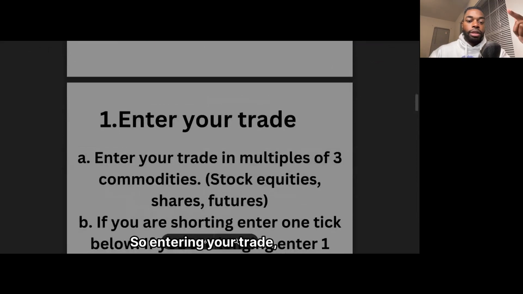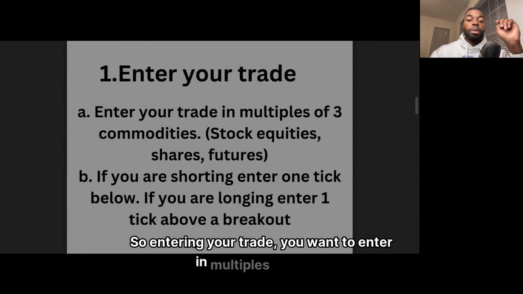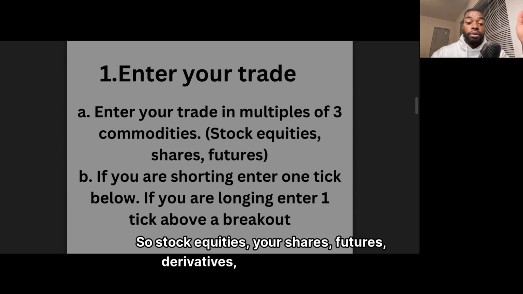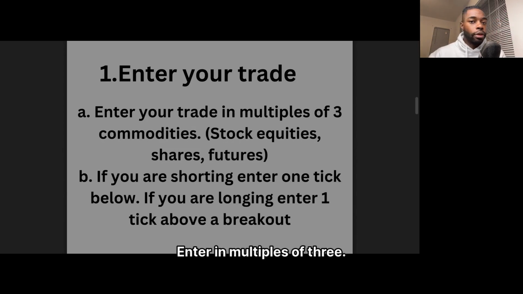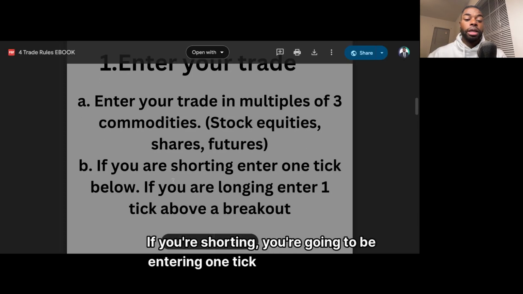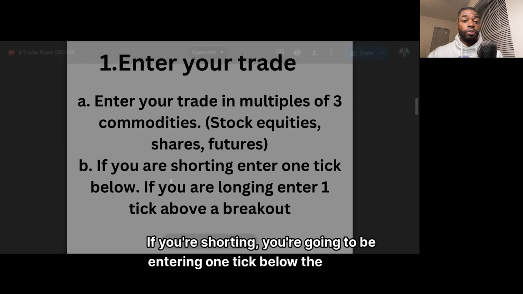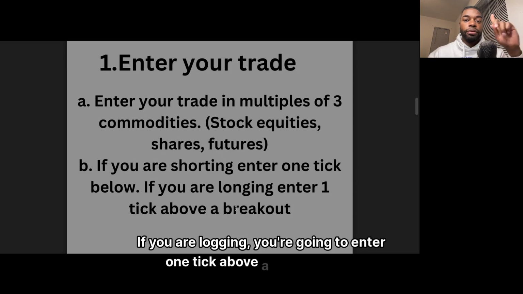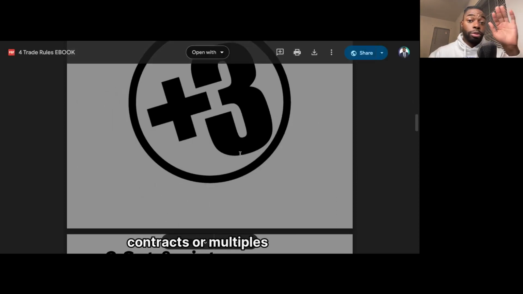So, entering your trade, you want to enter in multiples of 3. So, stock equities, your shares, futures, derivatives, options, contracts. Okay, enter in multiples of 3. Here's why. If you're shorting, you're going to be entering one tick below the signal bar. If you are longing, you're going to enter one tick above a breakout bar. Contracts or multiples of 3. Remember that.